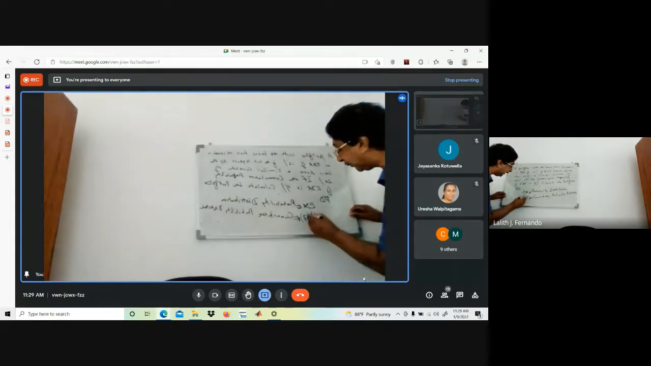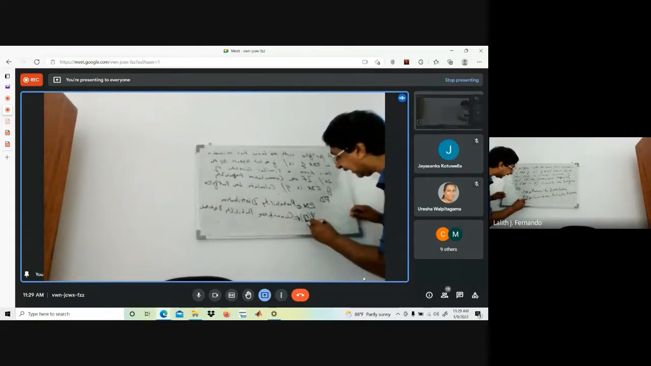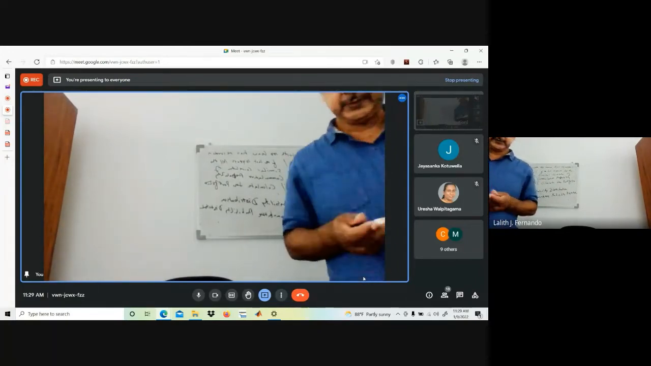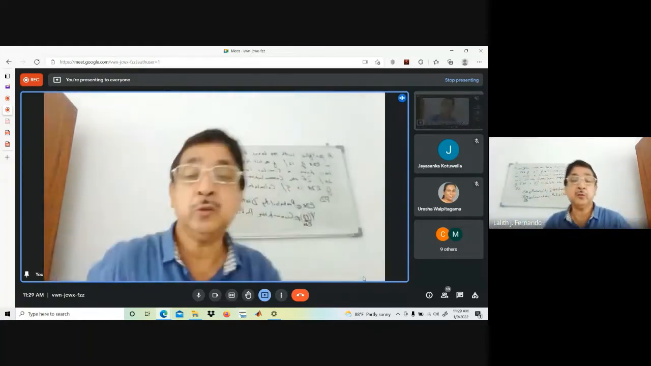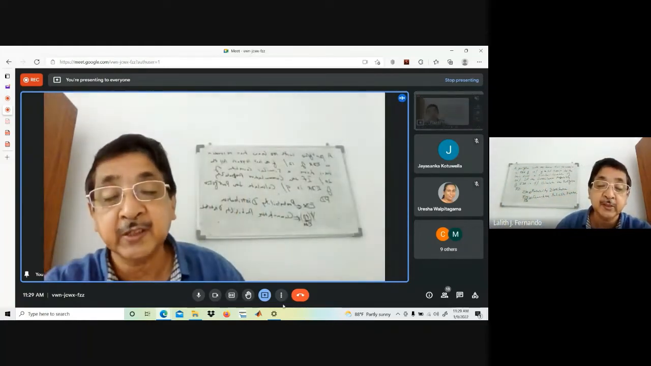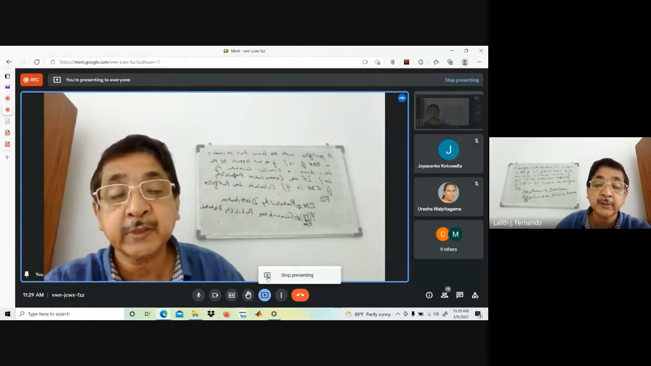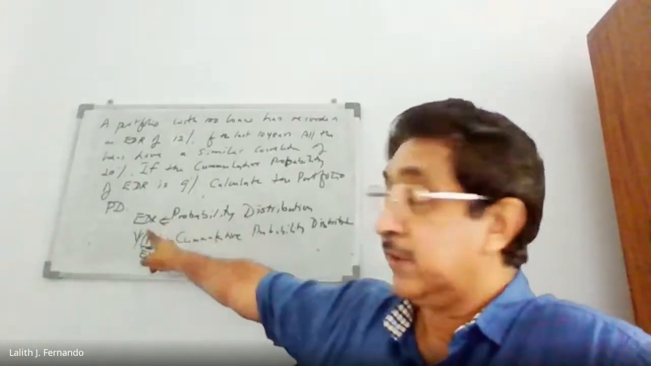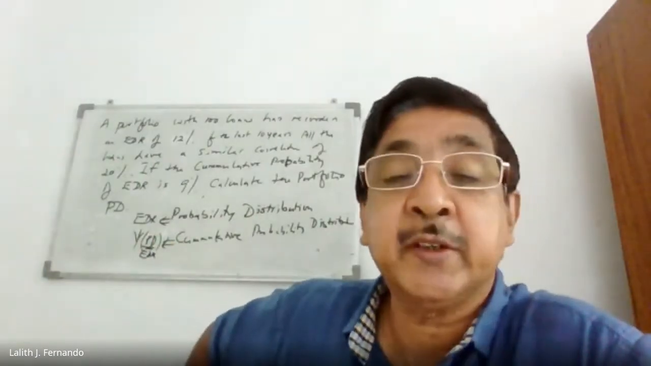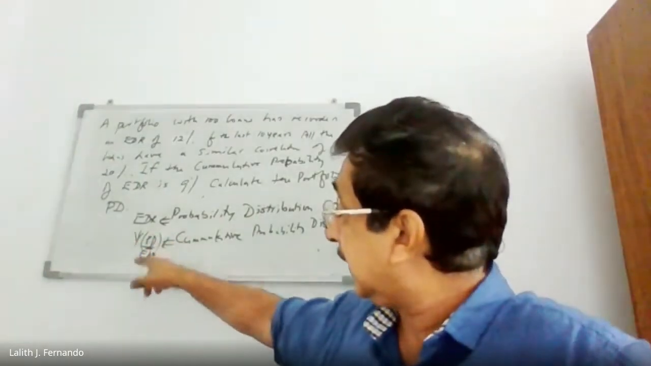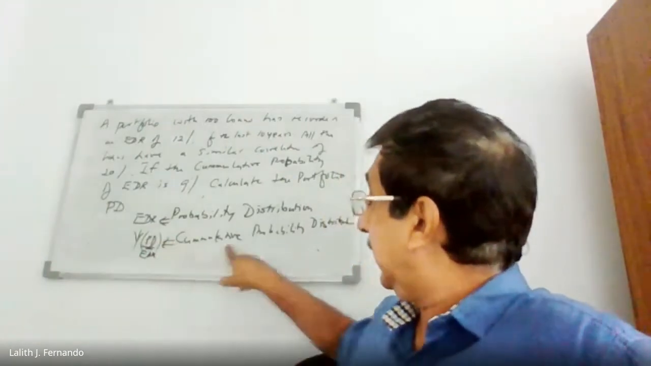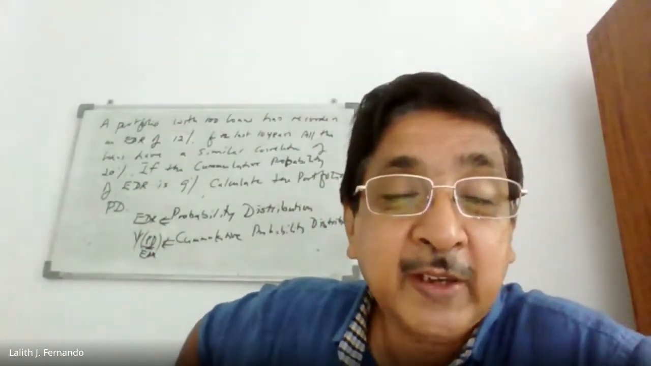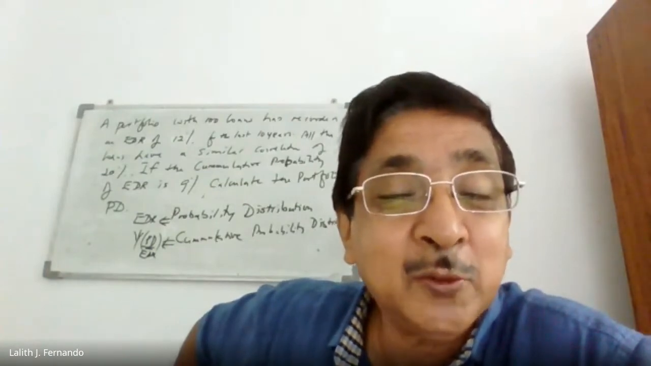Even though you put PD here, we should put EDR rather than PD. If that is the case, it would be more understandable. Just look at it. EDR is only a probability distribution. Theta EDR or theta PD is a cumulative probability distribution. That is the difference. Now I think you have got it.